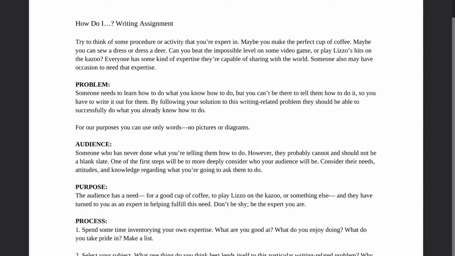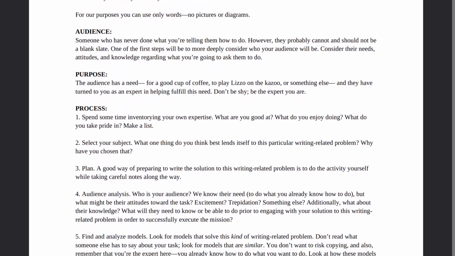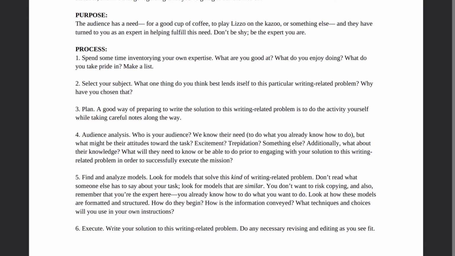Steps 1, 2, and 3 in the process involve you selecting that task, thinking about what you are good at, and then picking it and planning how you are going to write about it. Step 4 is audience analysis. Who is your audience? You should consider who this is very carefully before doing the writing. They shouldn't be a blank slate. They shouldn't be an alien visitor come to Earth who doesn't understand the meaning of any of the words that you're using. But they don't know how to do this task.